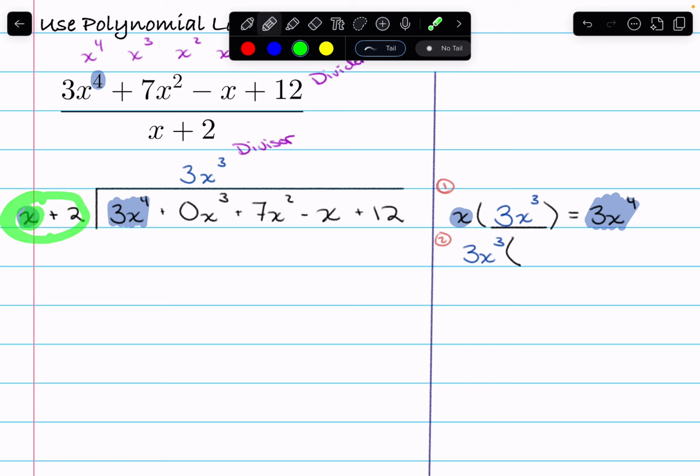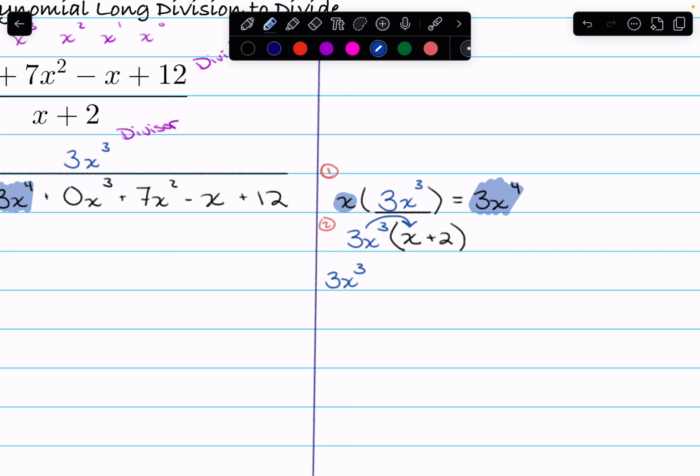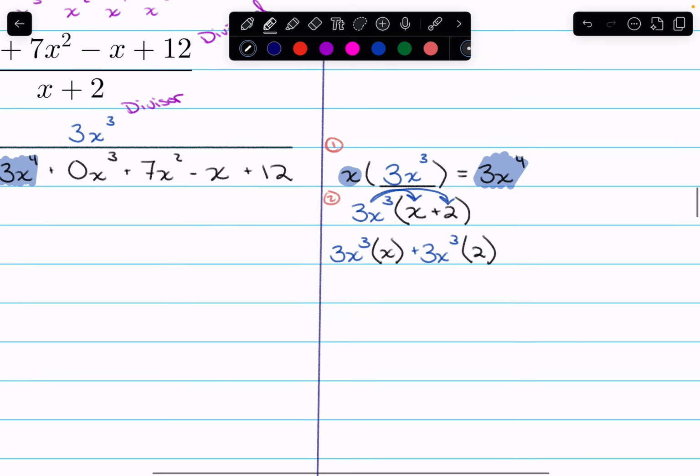So we're going to look like 3x cubed times x, and then 3x cubed times 2. It's not always necessary to write this part. I just don't want you to think I'm skipping any steps, and I want you to see the whole process. Okay? Simplify, so we can multiply the x times the x cubed, and we're going to end up with 3x to the fourth.